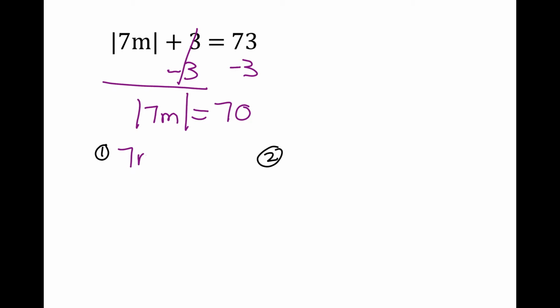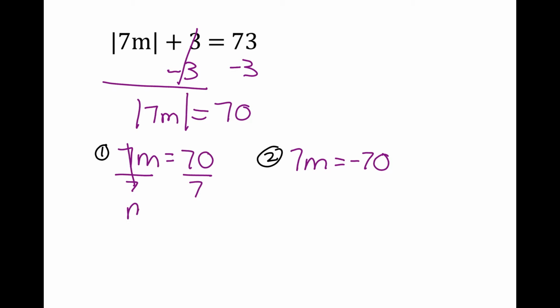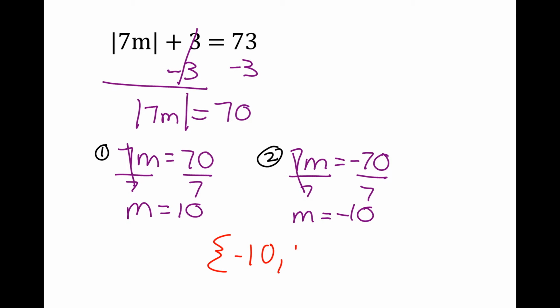We have 7m equals 70. We have 7m equals -70. The first one, divide each side by 7. M equals 10. Second one, divide each side by 7. M equals -10. In our curly brackets, we have -10 and 10 as our solutions.